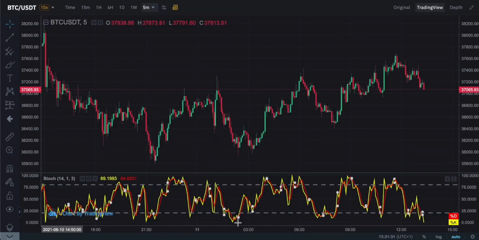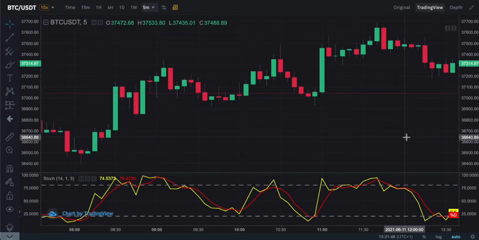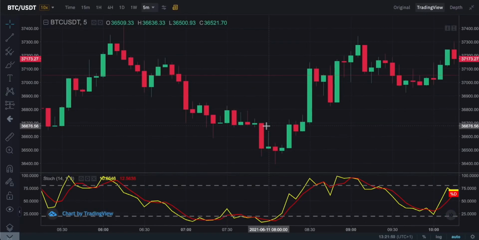What we want to see right now is the yellow line right here. This is known as the K line. This is our signal line and we want to watch this one. There is also a red line down here as well, and what we want to do is watch for the yellow line passing through the red line in a bullish fashion. What is a bullish fashion?